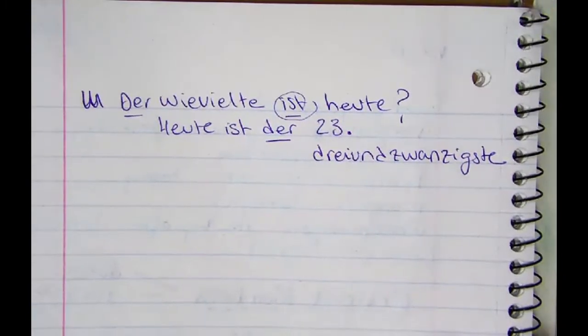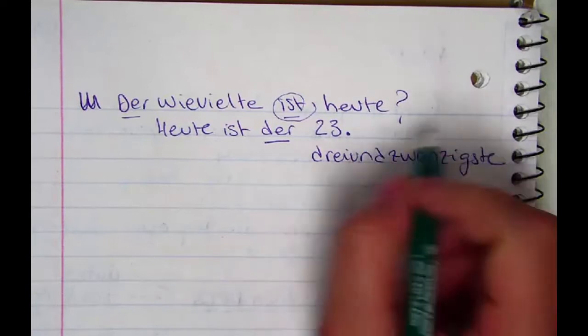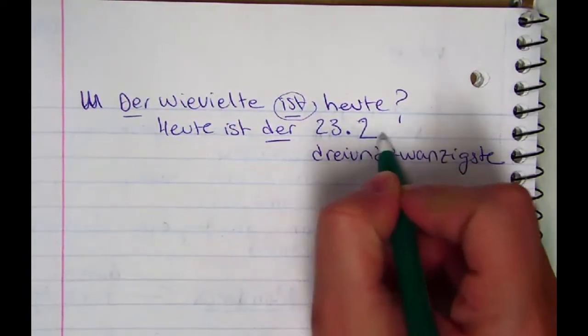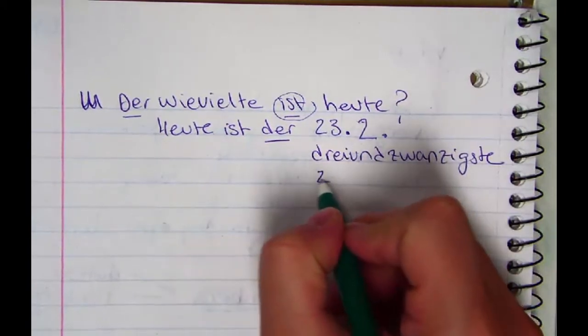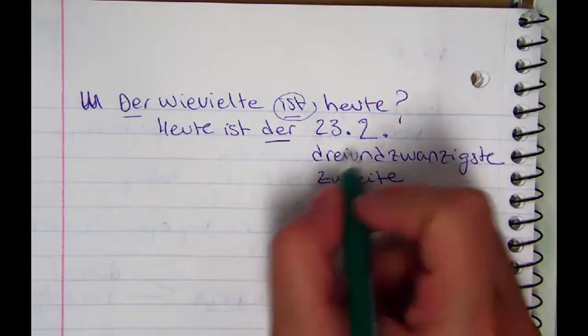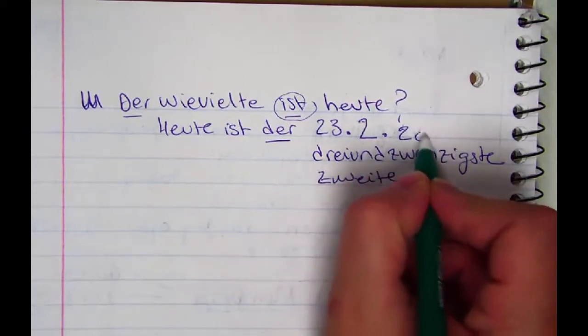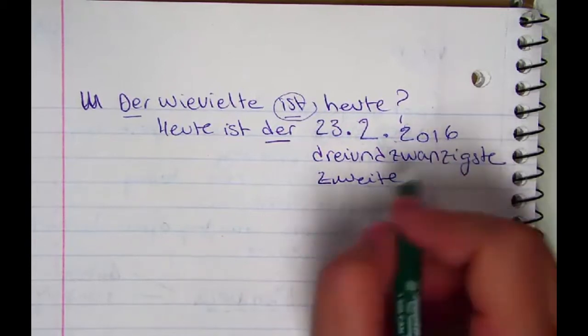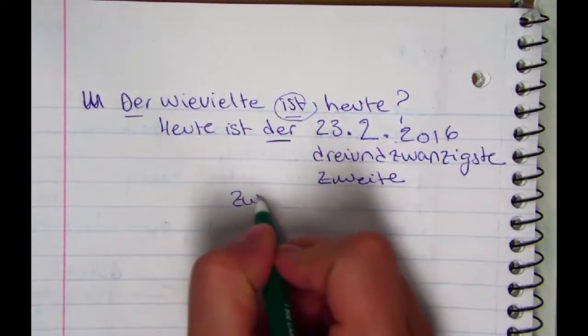23. And then if you wanted to add the month, this is where it would go. And you can either, of course, say the number or you can say the month. So zweite. And just go underneath. Zweite. And then you have the year, and we're in 2016. In German, we actually say that as 2016. I'm going to use my room for that one.